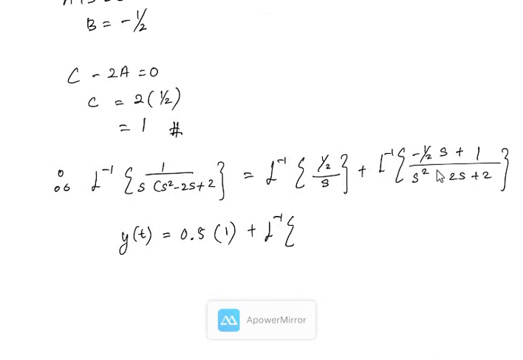Okay, how to solve this one? If you still remember, we can factor out this one, s squared minus 2s plus 2. We can factor it like this: (s minus 1) squared, and then plus 1. Because (s minus 1) squared only gives us s squared minus 2s plus 1, so it's not enough, then we need to add another 1. So that is the same value as here.